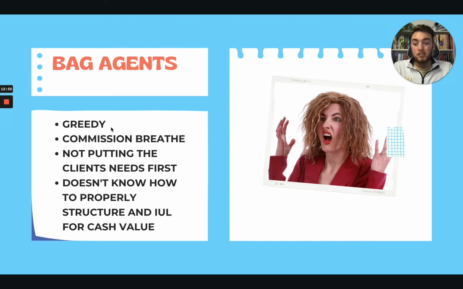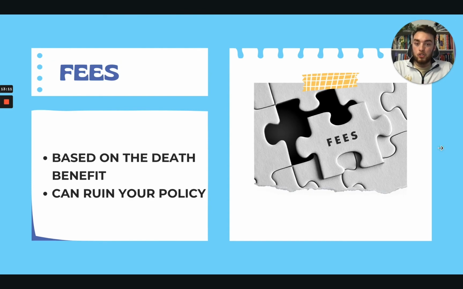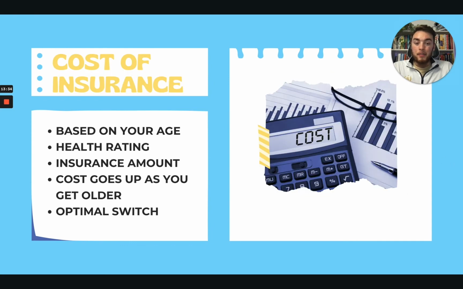So if you have a bad agent who's greedy and is just looking out for their wallet and is giving you much more death benefit than what you really need just because they want to get a bigger commission, then your IUL is not going to perform well at all. And then that in turn leads right into the fees, right? The fees are based on your death benefit, and it can absolutely ruin your policy because if the fees are so inflated because the death benefit is unnecessarily high, then you are literally going to be screwed. Like your policy is not going to perform at all, whatsoever. And then that is also going to make that cost of insurance be very high as well.